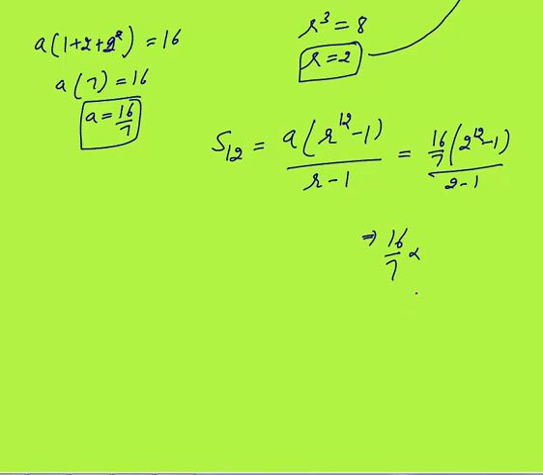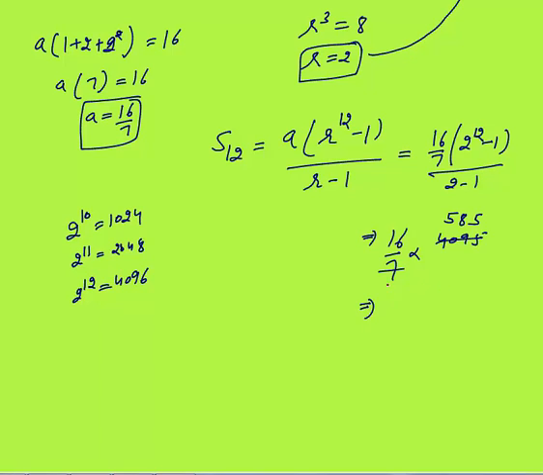2 power 12. Now 2 power 10 is 1024, that you must know. 2 power 11 will be 2048, and 2 power 12 would be 4096. So 4096 minus 1 will be 4095. This cancels out: 7 fives are 35, you are left with 5 for 4095 divided by 7. 7 eights are 56, 7 fives are 35.